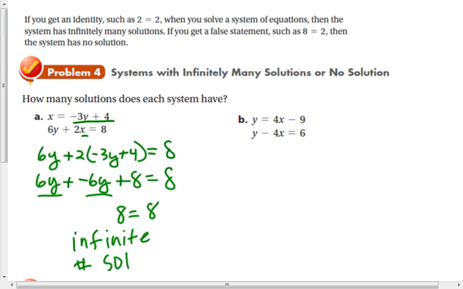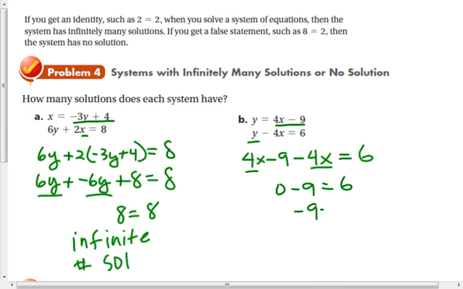Okay, now the second one here, if we substitute 4x minus 9 for y here, so we get 4x minus 9 minus 4x equals 6, like that. Now when we solve it, 4x minus 4x is 0, and 0 minus 9 is equal to negative 9, and that's a false statement. When that happens, that means we have no solution. So go ahead, you try that.